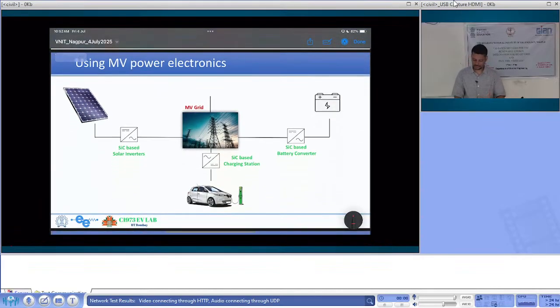And this is how, if we move towards power electronics at higher voltage level, some of the problems can be addressed, not all, some of the problems. So imagine you have a solar panel, string of solar panels connected in series and then strings connected in parallel, and they are feeding a power electronic converter which directly gives you an output of 11 kV. So it can be directly connected to the medium voltage grid.